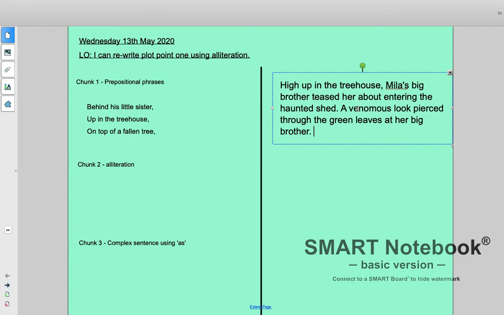Now, chunk 2 is alliteration. In the story, what we're going to do is zoom in on Mila being nervous.